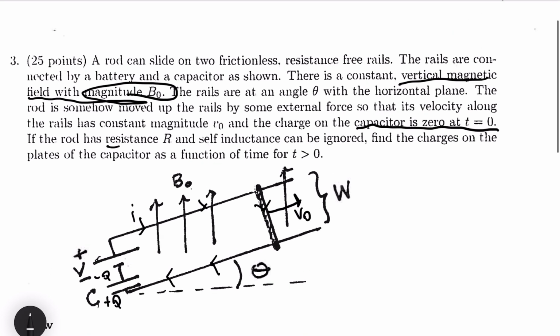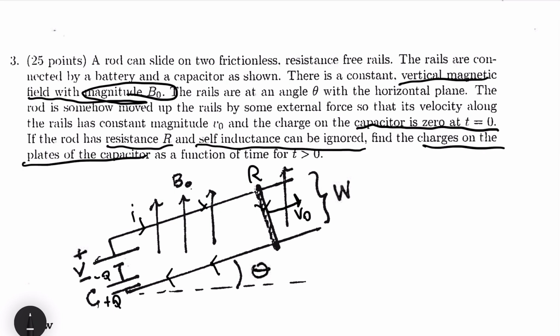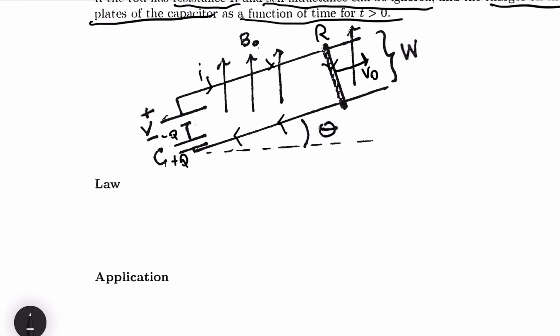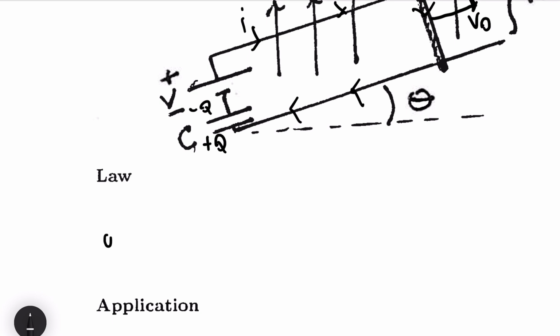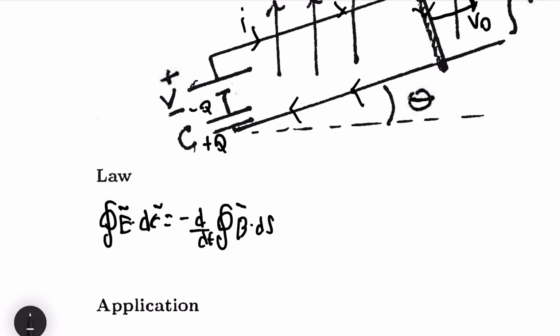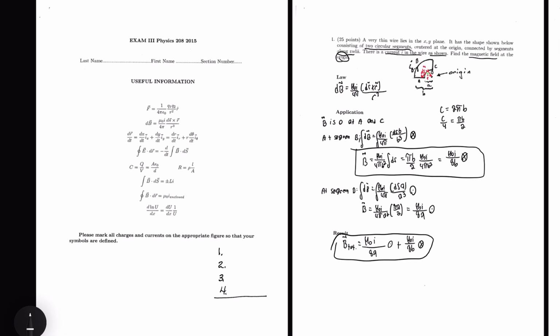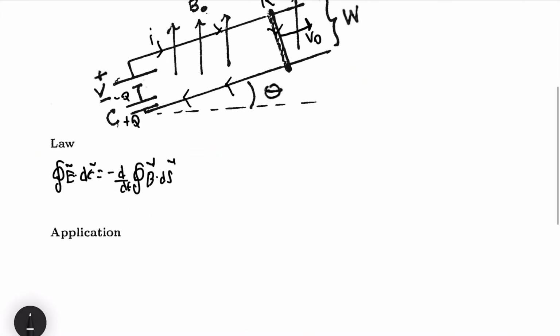If the rod has a resistance R, so this has resistance R, and we're ignoring self-inductance, find the charges on the plates of the capacitor as a function of time. So whenever you have something like that, finding a function of time, we're going to use Faraday's law, which is the integral of E dot dr is equal to negative d/dt, or the partial derivative, however you want to write it, of the integral of B dot ds. I think it has it as the partial derivative here. No, it has it in d/dt. I mean, either one's fine. You need to know that you're going to take the derivative with respect to time.